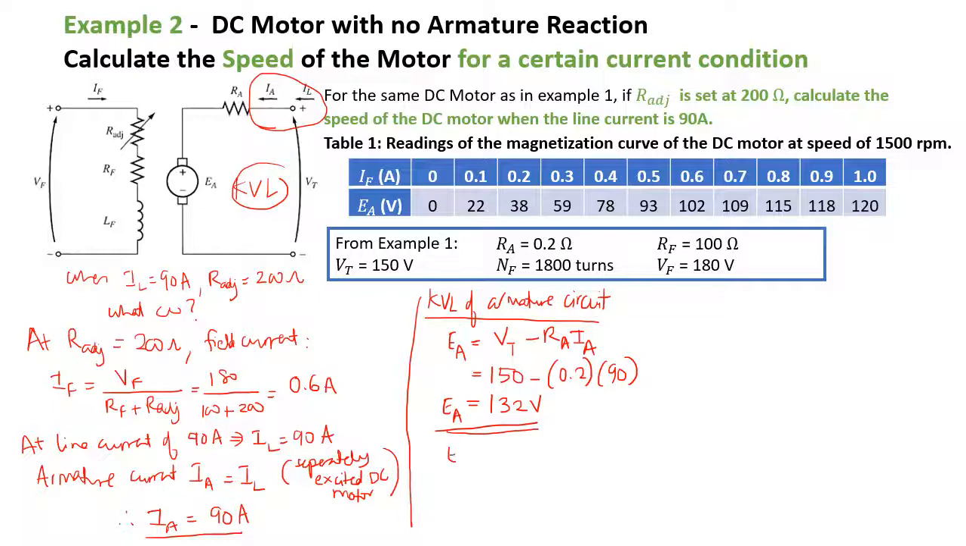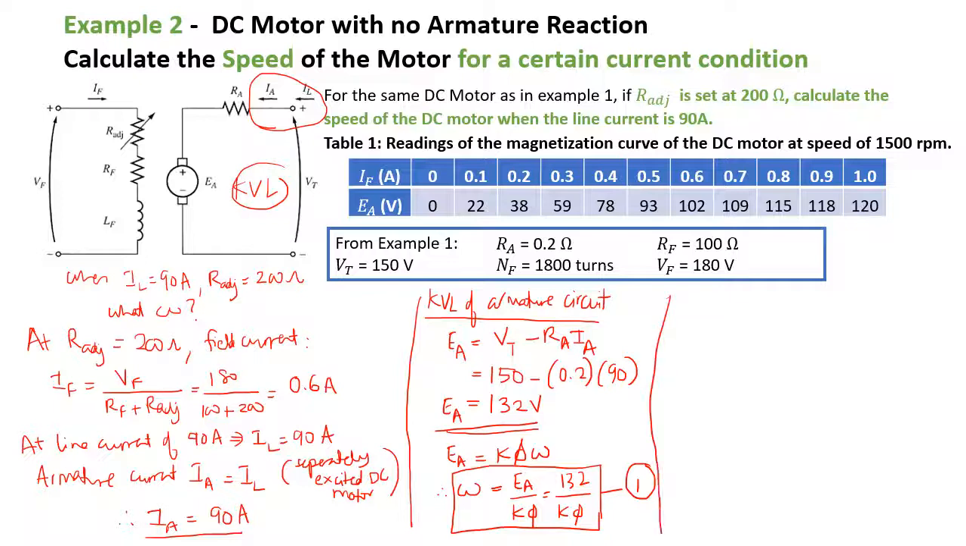And we know that EA is equal to K flux omega. So therefore, to calculate the speed, we need EA divided by K flux, which is 132 divided by K flux. And we're going to call this equation 1. So we can't solve the speed yet because we don't know the value of K flux. So to find K flux, we need to use the table, which is given in the question.